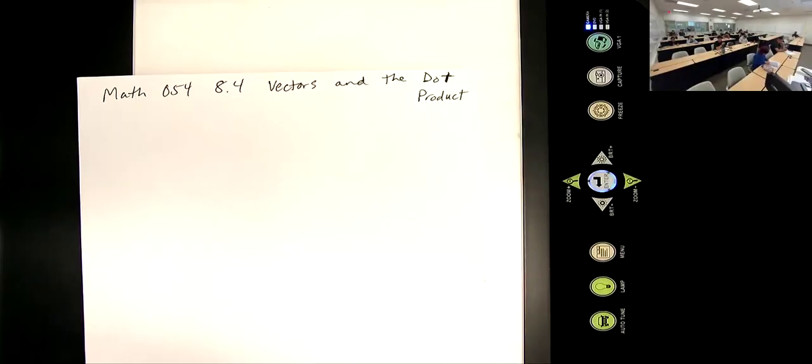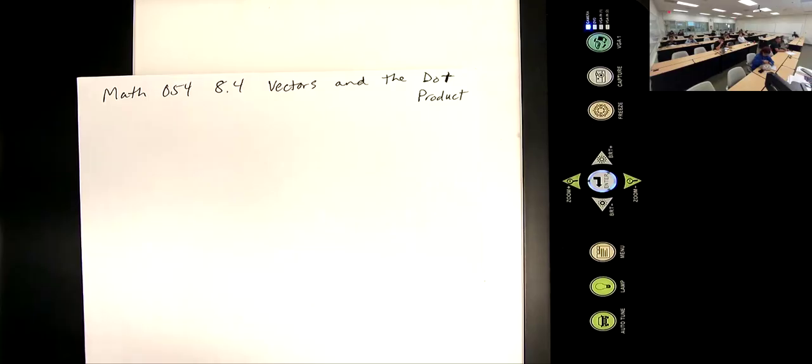Welcome back, everybody. We're gonna do some more with the vectors. We covered what vectors are. Now we're gonna look at an algebraic approach to them. We said vectors can start anywhere, as long as they're the same length and pointing in the same direction, it's the same vector.